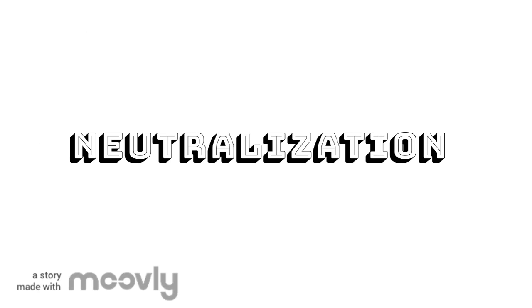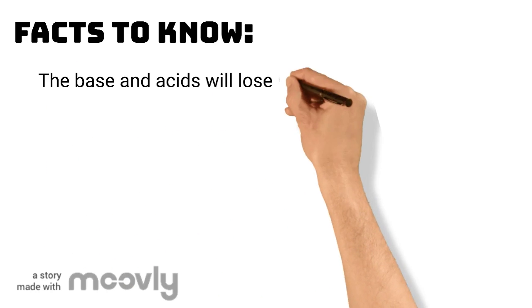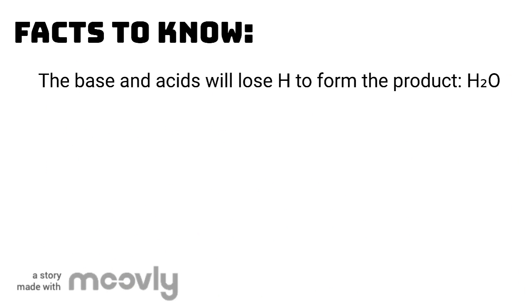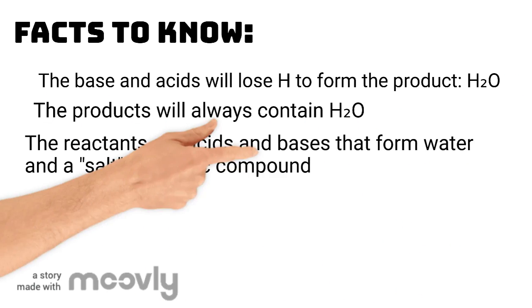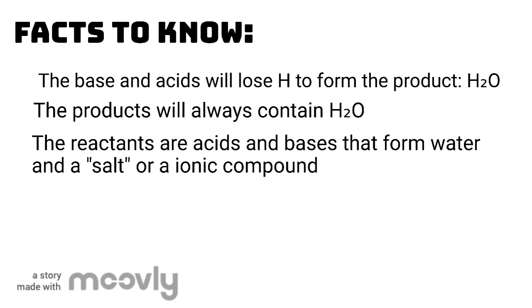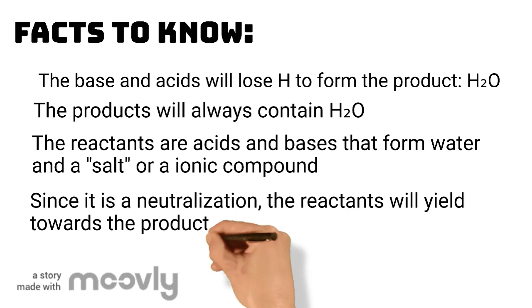Let's move on to neutralization. Facts you need to know. The base and the acids will lose hydrogen to form the product H2O. The products will always contain water. The reactants are acid and bases that form water and a salt or an ionic compound. Since it is a neutralization, the reactants will yield towards the product side.